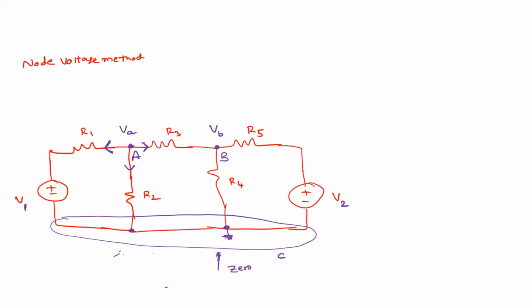Yes. So now tell me, at node A, if you apply KCL, what is the current through this one? For example, this is I1, this is I2, and this is I3. So what is I1? VA minus V1 upon R1. So this is the voltage source, right? VA minus V1 upon R1, right? So what is I2? VA by R2, VA minus 0 by R2 more precisely.